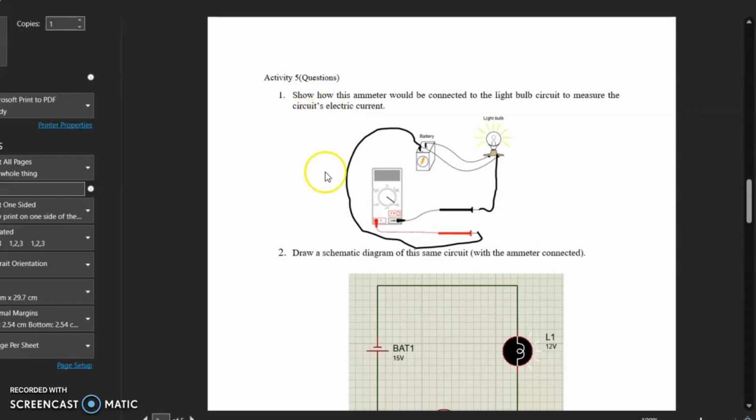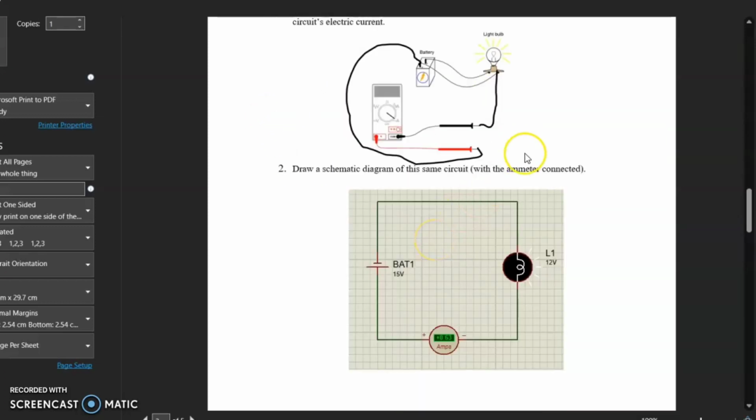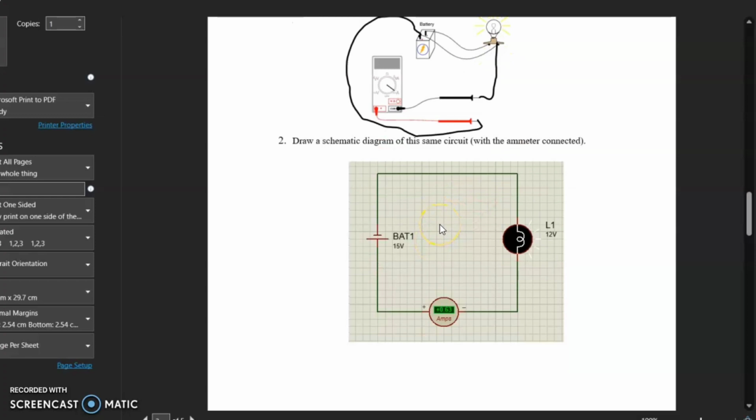For activity 5, the question needs us to show how the ammeter will be connected to the light bulb circuit to measure the circuit's electric current. So this is the connection that I have set up. For question 2, it needs us to draw a schematic diagram for the same circuit. So here is the simulated circuit on Proteus.